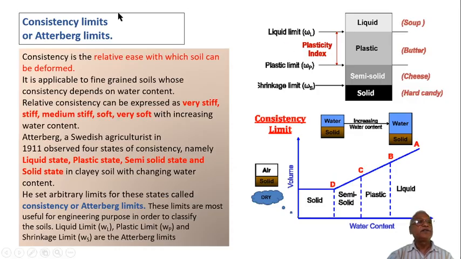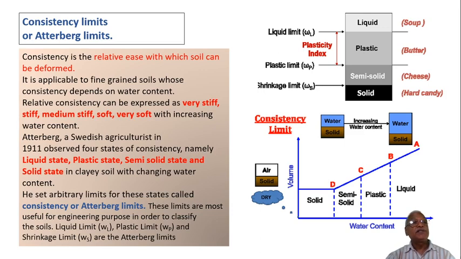Now, what are these consistency limits and what is meant by consistency? We'll see. Consistency is the relative ease with which the soil can be deformed. When you add water to the soil, obviously the soil becomes a completely different material. It may be plastic, maybe watery, right? So that ease with which you deform the soil in the presence of water is known as consistency.